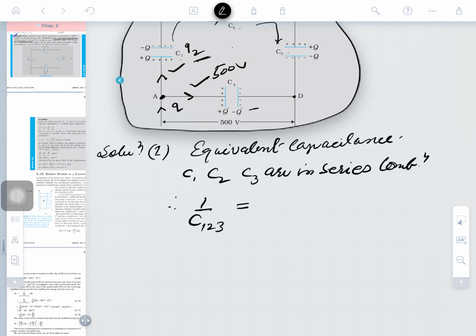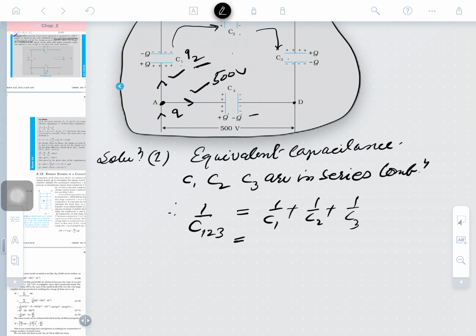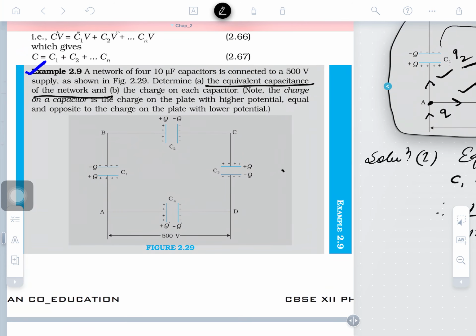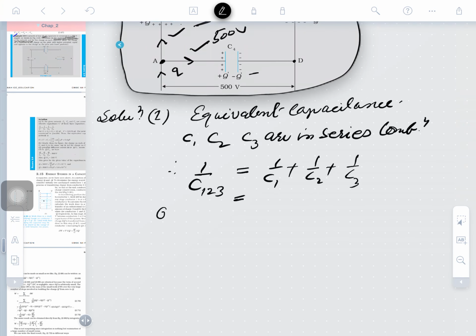This is the method of representing them: 1 by C1, 1 by C2 and 1 by C3. What is the value of C1? All four capacitors are 10 microfarad, so they are identical. So for identical capacitors, 1 by C1 to 3 is simply 3 times 1 by 10 microfarad.